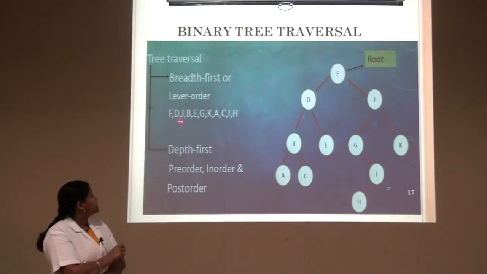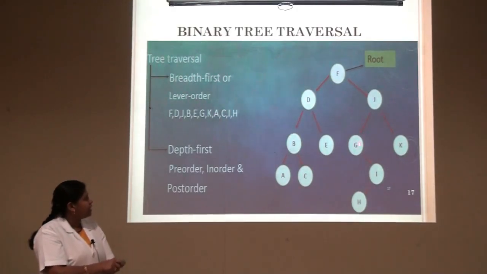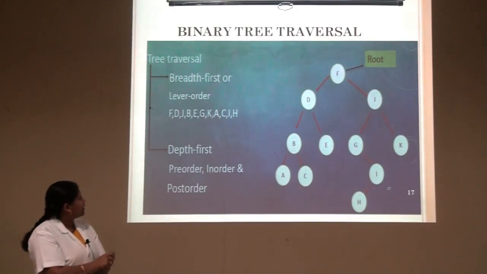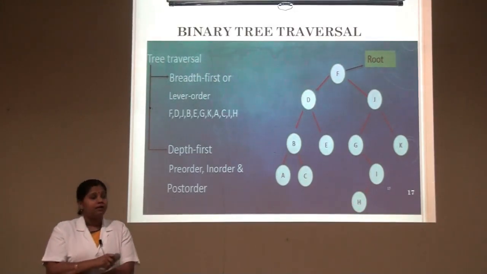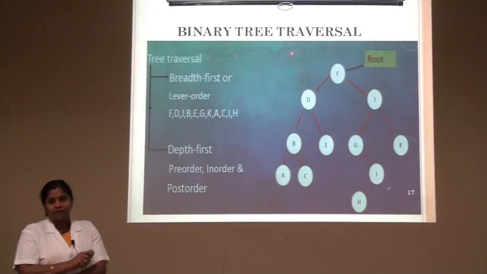So here, this is the outcome of the breadth first tree traversal method. What is given here? F, then D J, then B E G K, then the third level A C I, then the last level we have only one node, H. So level by level we visit the nodes. This is the outcome of the breadth first search. This is the first tree traversal method.